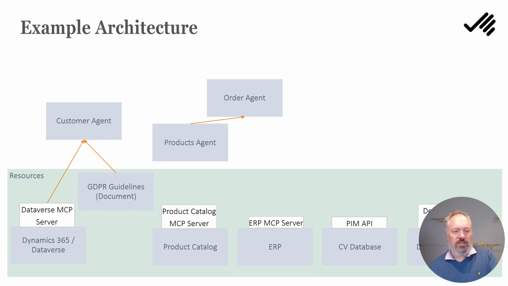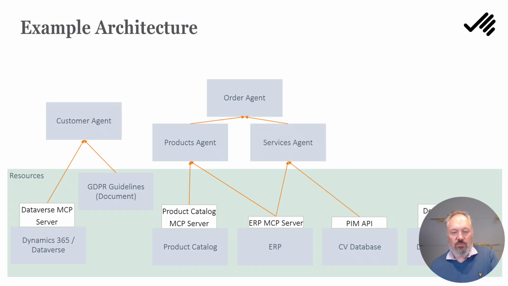And the product agent would then work with, for instance, the product catalog and maybe the ERP system. The ERP system might, in this case, have the customer-specific pricing and so on, so that it can return: these are the 5 products I recommend for this scenario. And then the order agent will maybe talk to a services agent.